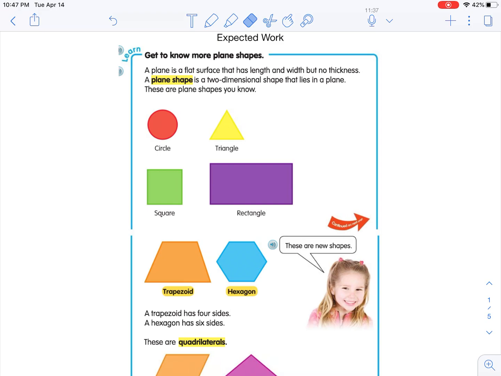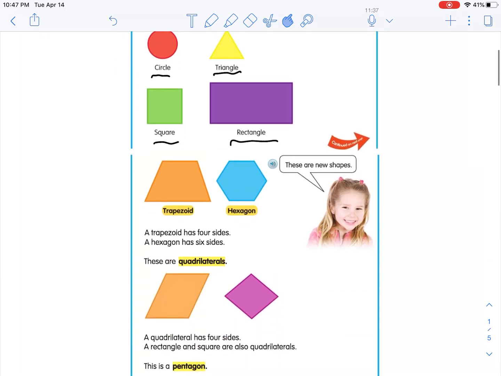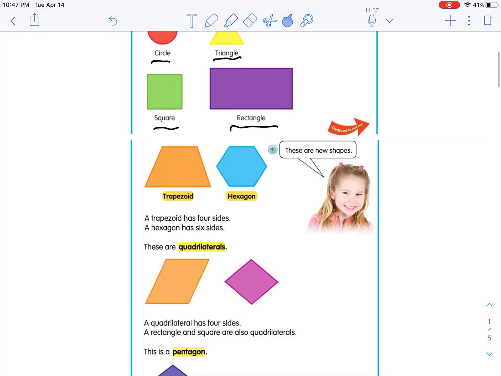These are plane shapes that you are already familiar with. You are already familiar with circles, triangles, squares, and rectangles. Some of you might be familiar with these already, but a lot of you might not be. And these are some new plane shapes that we're going to take a look at. Right here we have a trapezoid. A trapezoid has four sides. We can count them. 1, 2, 3, 4 sides.